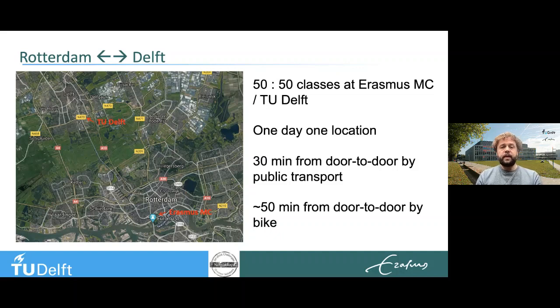Actually, TU Delft and Erasmus Medical Center are quite close to each other. From door to door, meaning from your door if you live either in Delft or in Rotterdam as a student, to the other university is about 30 minutes by public transport. And if you want to bike it, it's about 50 minutes. So these distances are quite small, so it is easy to reach.